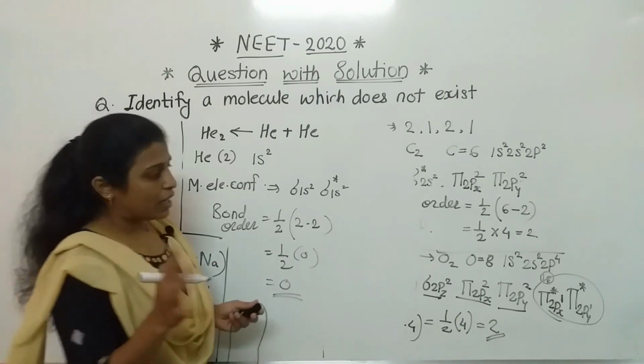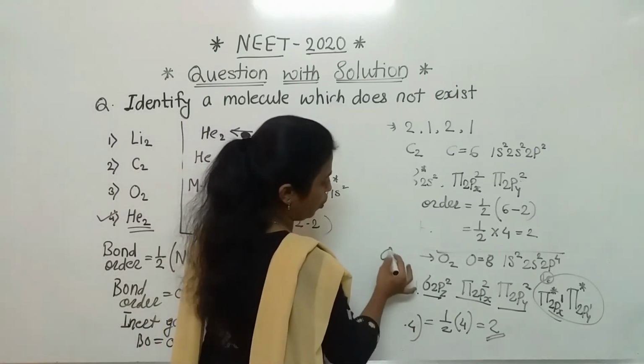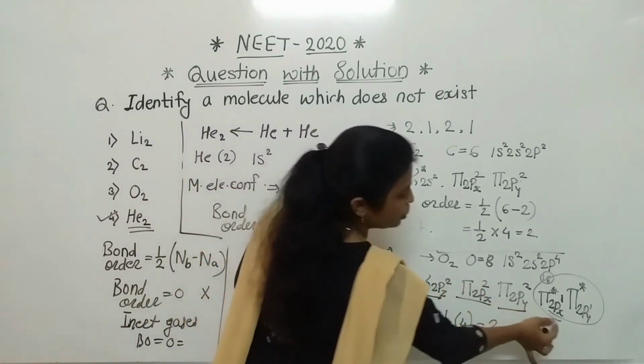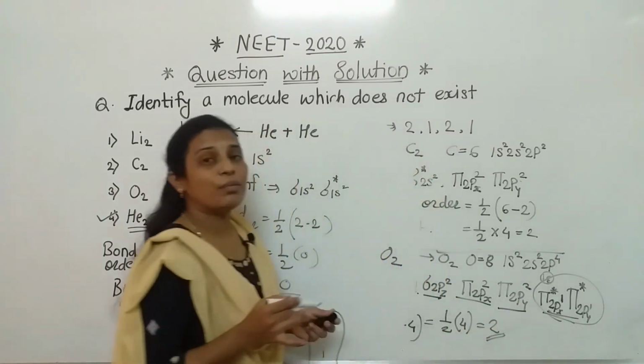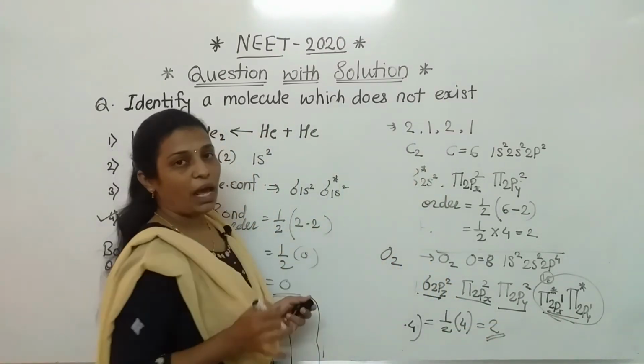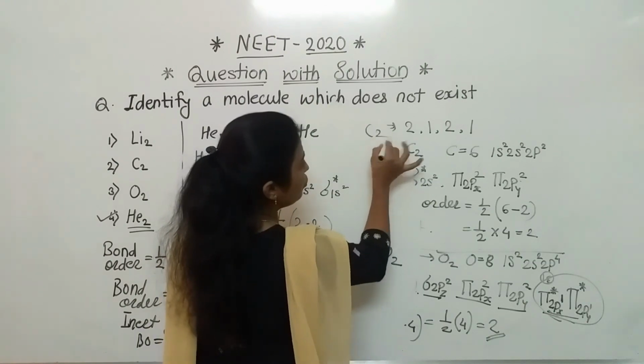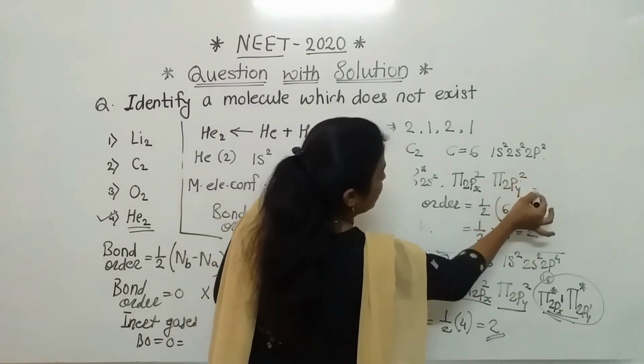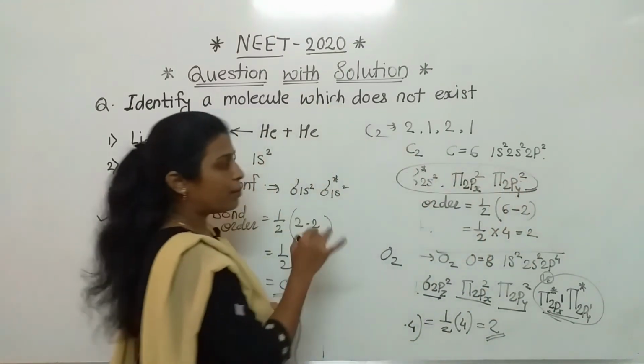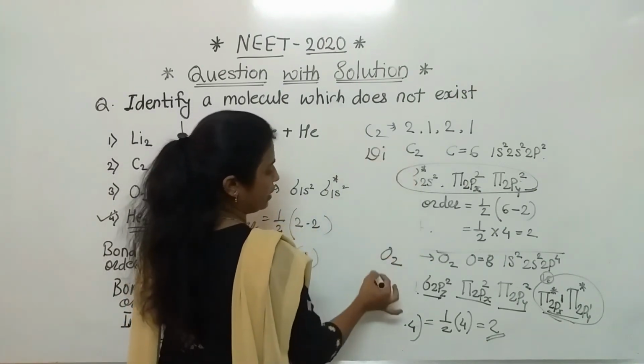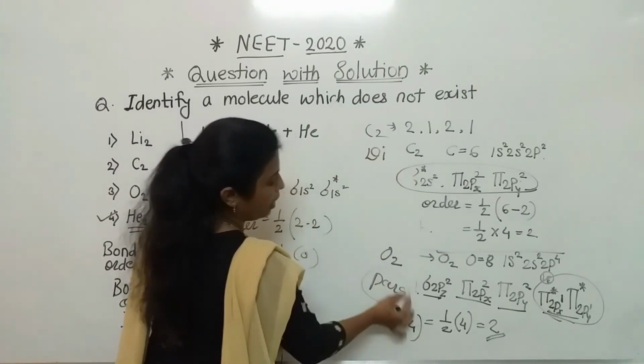Clear to everyone? One more concept I will tell you in case of oxygen. Here in case of oxygen, these electrons are unpaired. So oxygen is paramagnetic. In case of carbon, the electrons present in the molecular orbitals are all paired. So it is diamagnetic, and oxygen is paramagnetic.